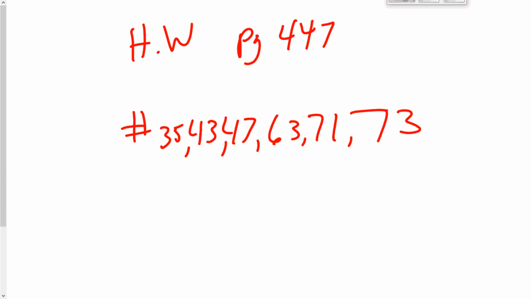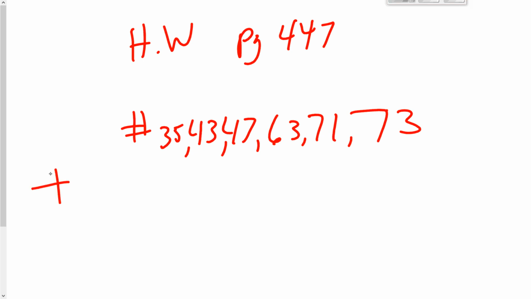Okay, so your homework for these starts on page 447, and I'll write those numbers down for you. Okay, so page 447, 35, 43, 47, 63, 71, and 73. So I'll go ahead and start doing these.